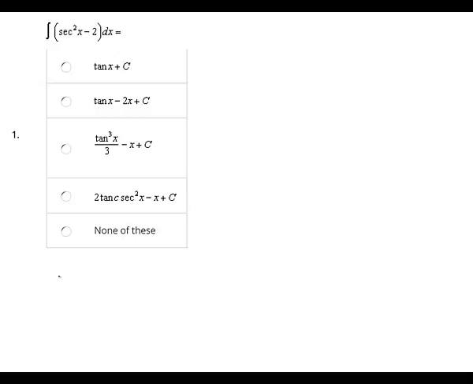Okay, so when I integrate secant squared, what do we get? Tangent, right? Look at your answers. Help them help you out, right? So we know that it's going to be tangent of x. When I integrate -2, what do I get? -2x plus c. So it should have been the second one.